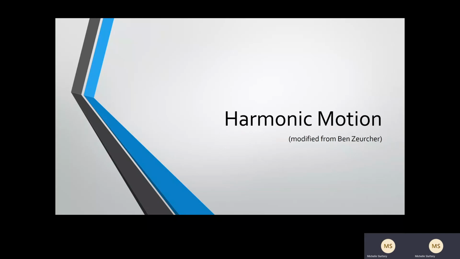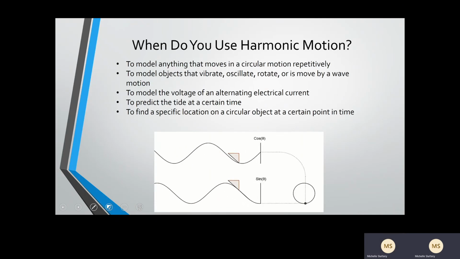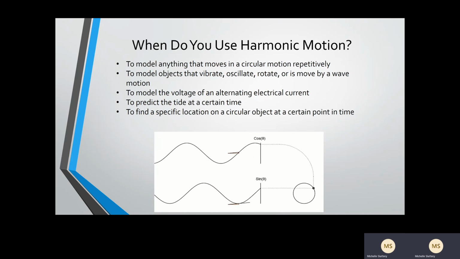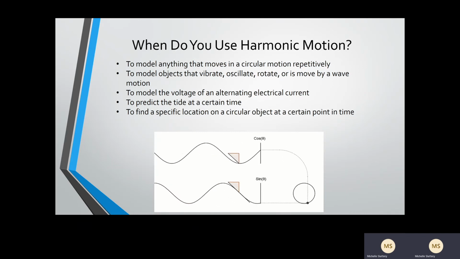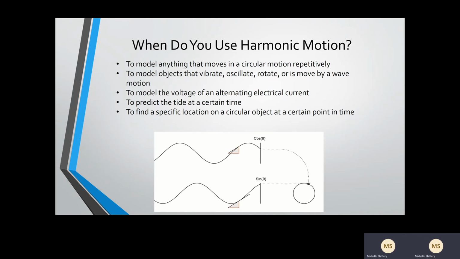Learning today about harmonic motion. So first of all, what is harmonic motion? Harmonic motion is a type of motion that we can use to model objects that vibrate, oscillate, rotate, move in a wave-like motion that represents a circular motion that is repetitive.